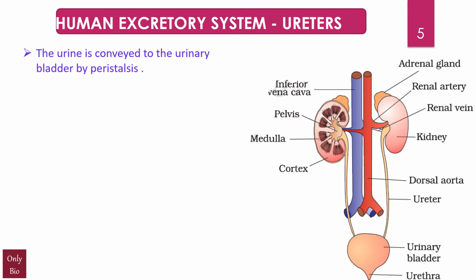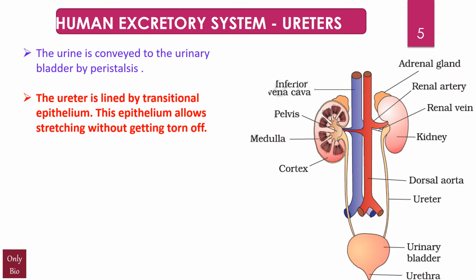The urine is conveyed to the urinary bladder by peristalsis, very important. The ureter is lined by transitional epithelium. This epithelium allows the stretching without getting torn off. So friends, this is the reason why here we find the transitional epithelium. This can be asked to you in an MCQ or a one-liner question.